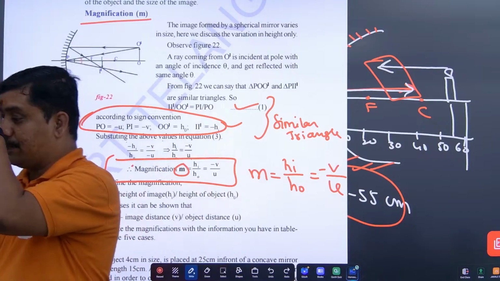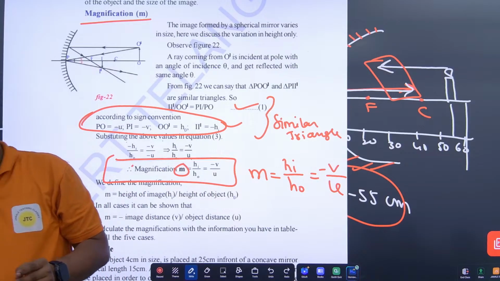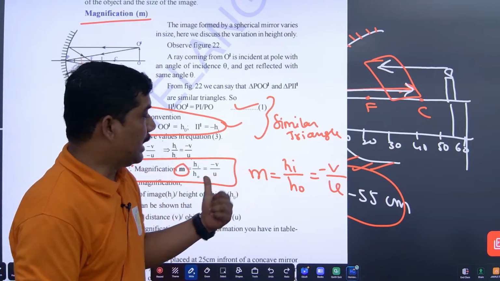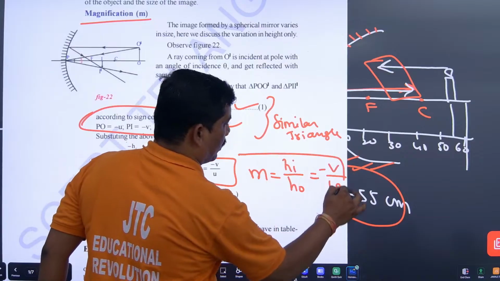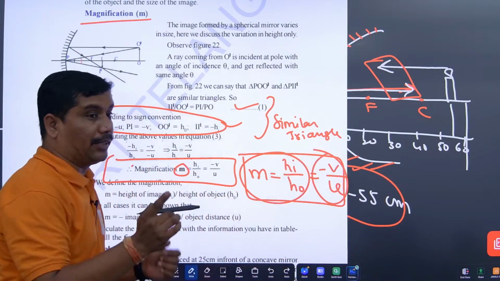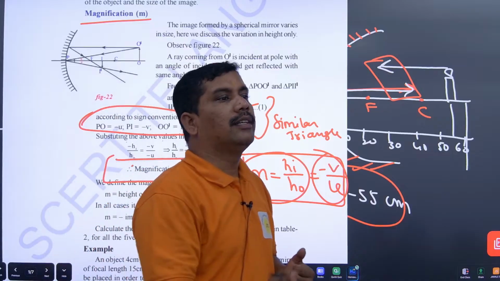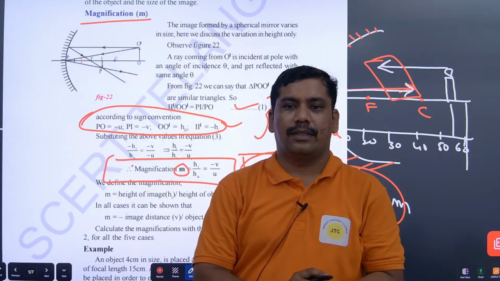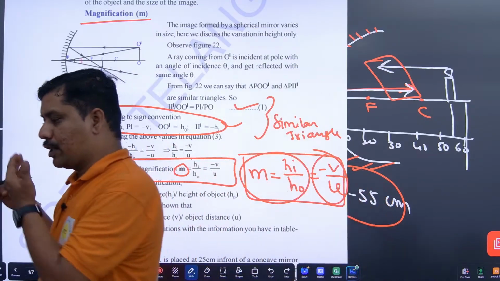So magnification meaning is understood, and its formula. Both formulas we may have to use. This is correct and this is also correct. Depending upon the necessity in the question, we should use the different formula. Yeah, observe this for a while.